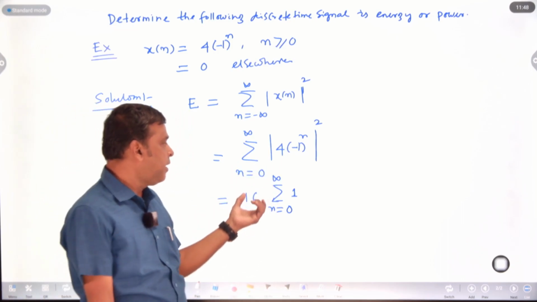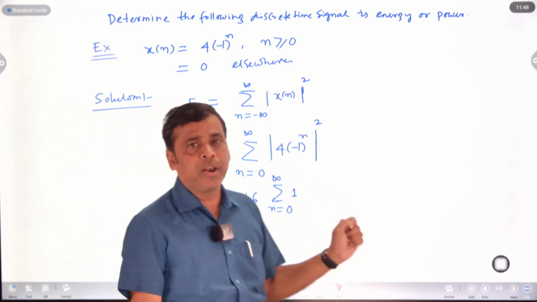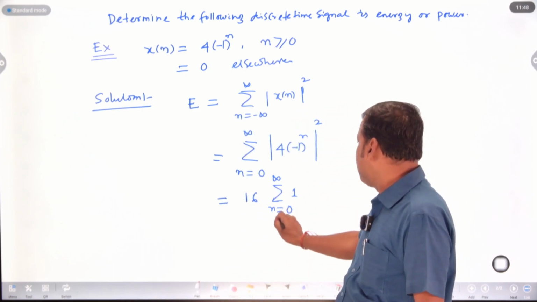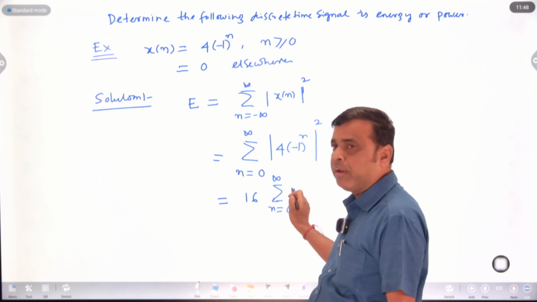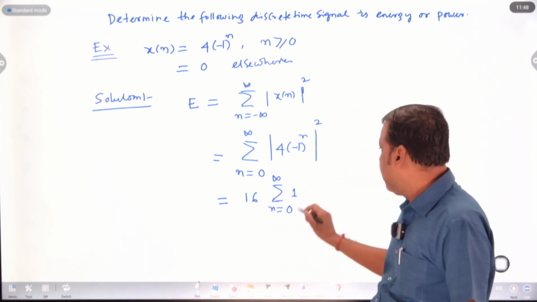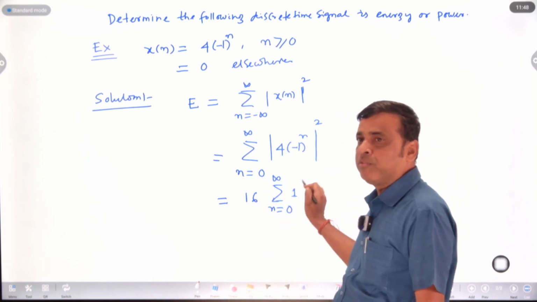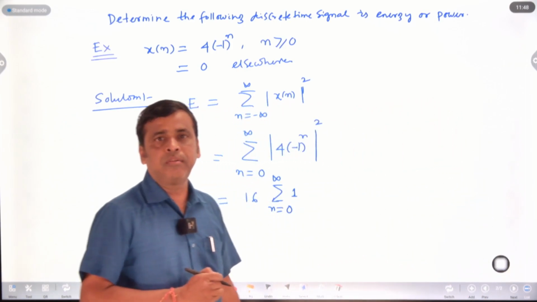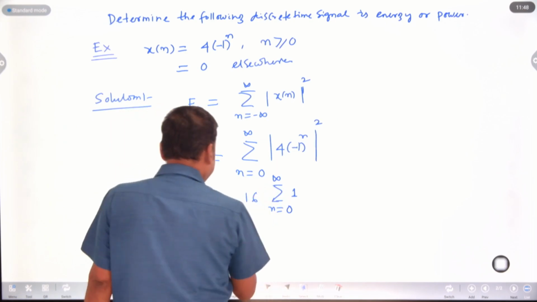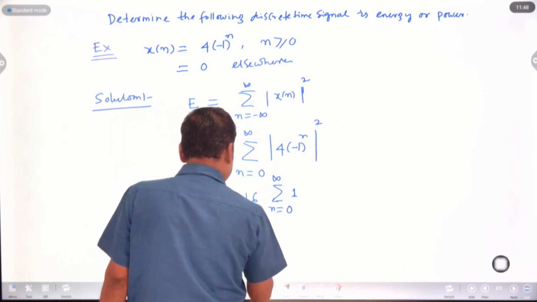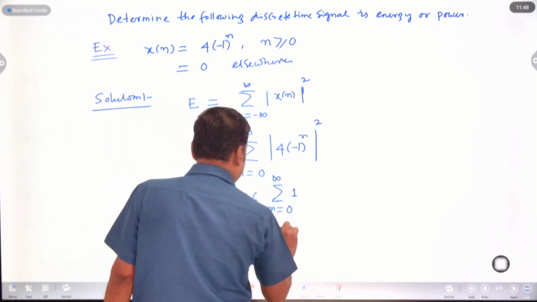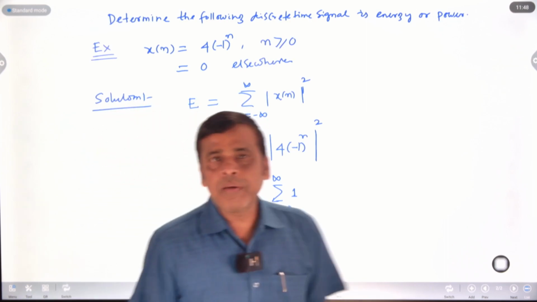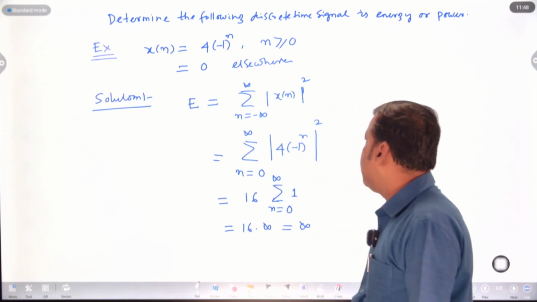If you add 1 from 0 to infinity, the result is infinity. At n equal to 0 it is 1, plus n equal to 1 it is 1, so 1 plus 1 plus 1 up to infinity. That means 16 into infinity, which is infinity. So we have got that the energy is infinite.